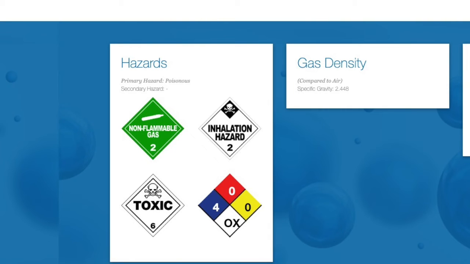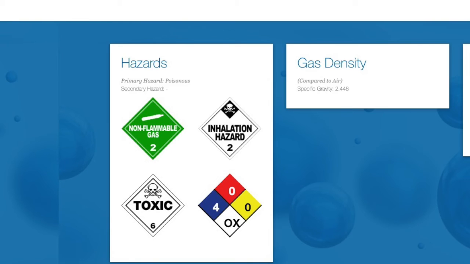And then the last diamond that we have here is pretty much what we consider the safety diamond, and it has 4 different sections. The blue section where you see this 4 is the health hazard to an individual. It goes from 0 all the way to 4. So obviously you can tell that this one is very hazardous to your health. The one in red with the 0 is the flammability. Since we have it labeled as a non-flammable gas, this is going to be a 0.